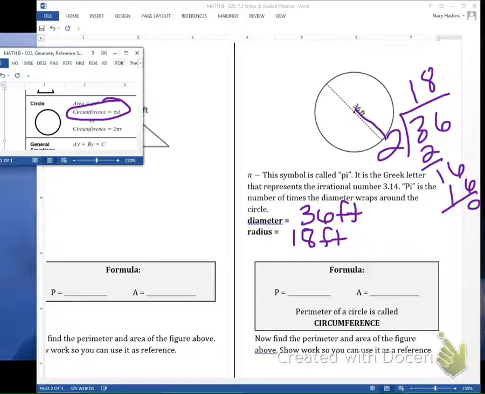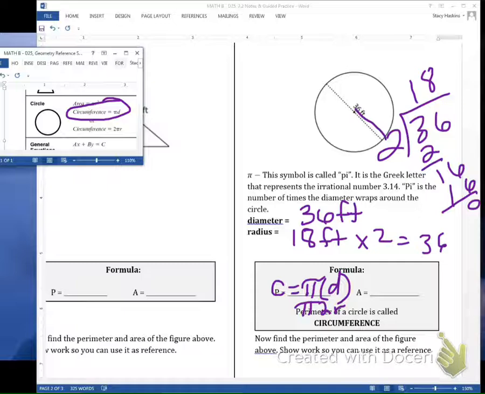So if we were to calculate the circumference, we need to use the formula instead of perimeter. We're going to call it C instead of P. Circumference equals pi times our diameter. Or you can use pi times 2 radiuses. Because what is 2 radiuses? If we multiply our radius by 2, it will always equal our diameter, our 36. So you can use either one of those formulas to solve for circumference.